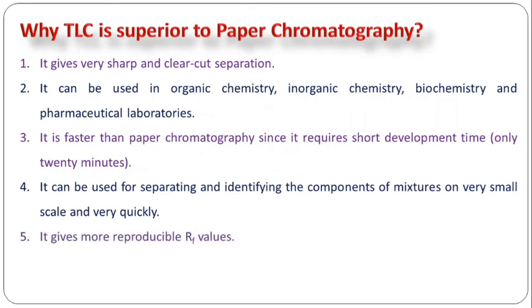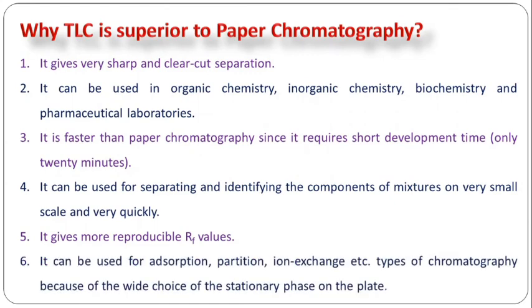It gives more reproducible RF values. The precision of RF values is higher as compared to paper chromatography. Results are reproducible. That's why this is better than paper chromatography. It can be used for adsorption, partition, and ion exchange chromatography, that is, the types of chromatography, because there is a wide choice of stationary phase on the plate. So whatever solid support or solid stationary phase we are using, there are various options.